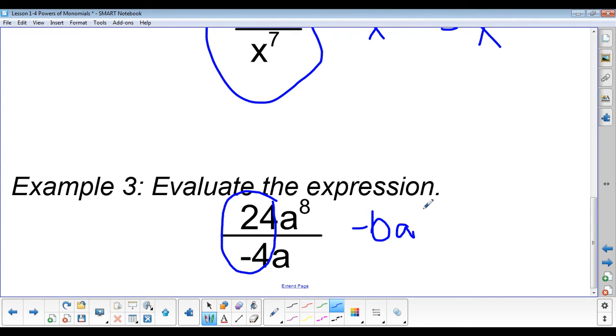And then for A, this is where we can use our exponent rules. Remember, if a base doesn't have an exponent, its exponent is 1. So we end up with -6 times A to the 7th power.